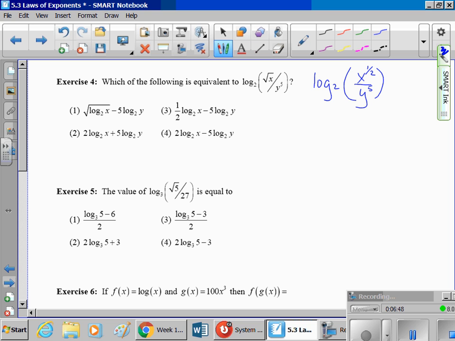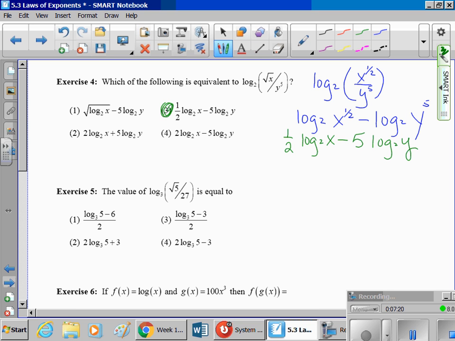The first thing we're going to do is break it up because we have division. So this is going to be log base 2 of x to the 1/2 minus log base 2 of y to the 5th. Now we're going to use our power laws, and we're going to throw those exponents out front. So we get 1/2 log base 2 of x minus 5 log base 2 of y. Do we have that here somewhere? Good. Here it is right here, number 3.